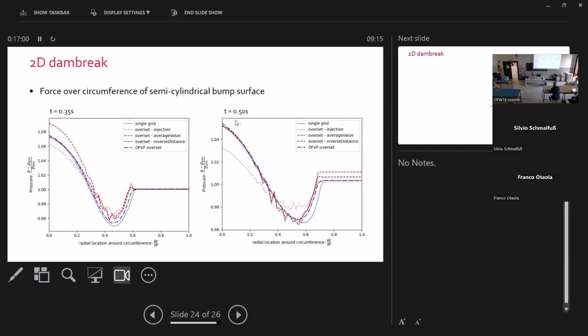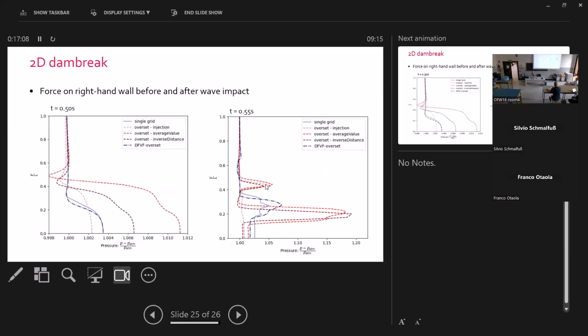And similarly, as the solution progresses, so this is at t equals 0.5, the overset is actually starting to diverge even more. If you look at the force on the right-hand wall, on the left is just before the wave impact, so this is air pressure. You can again see that we almost completely match the single grid solution, whereas all of the overset schemes are off to a certain degree.